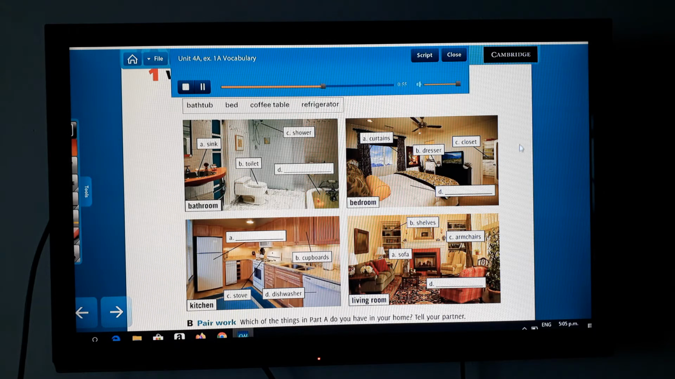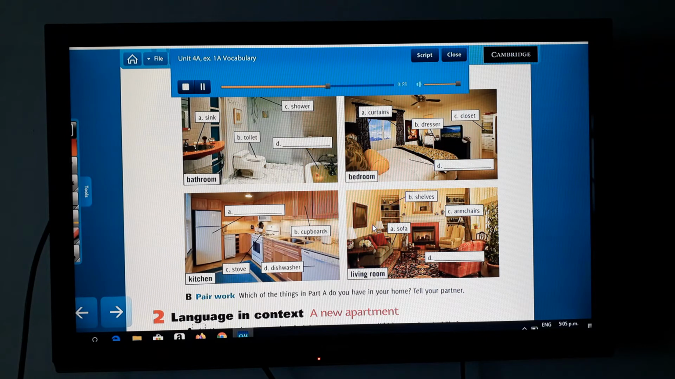Kitchen. A. Refrigerator, B. Cupboards. C. Stove, D. Dishwasher. Living room. A. Sofa, B. Shelves. C. Armchairs, D. Coffee table.